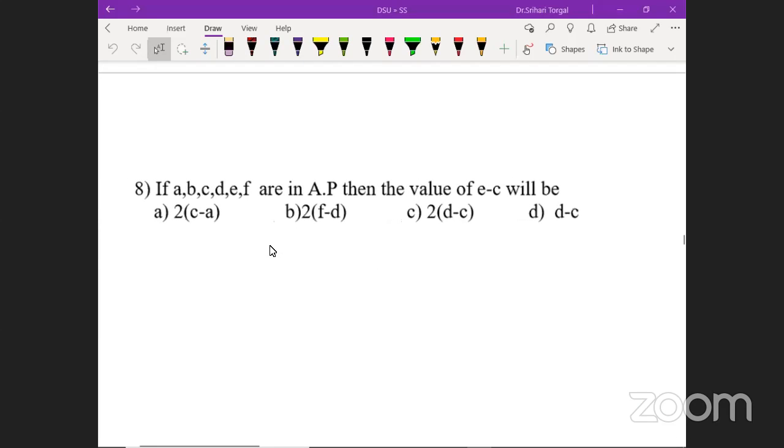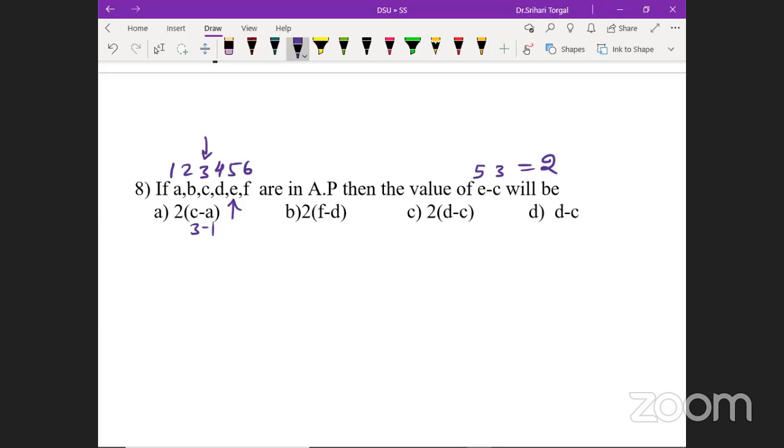If A, B, C, D, E, F are in AP, then the value of E minus C is. You do one thing, just substitute 1, 2, 3, 4, 5, 6 for A, B, C, D, E, F. And what is E here? It is 5. What is C? It is 3. 5 minus 3 is how much? 2. Now you substitute the values.